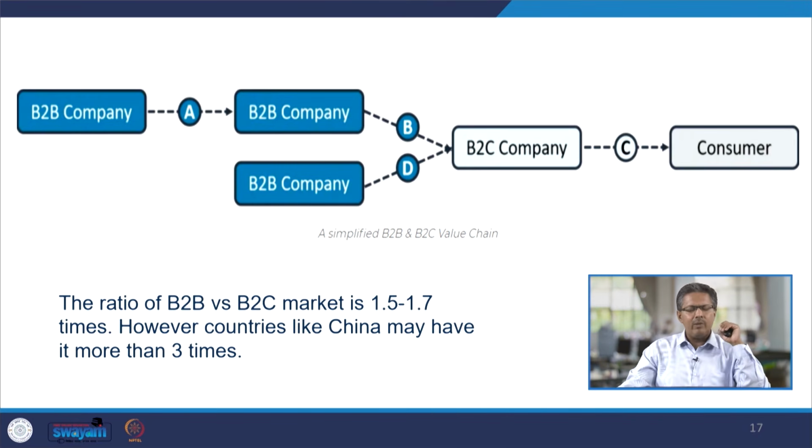But interestingly, since we are not dealing directly with B2B companies, we are very little aware, or less aware, of B2B companies in comparison to B2C companies, right.